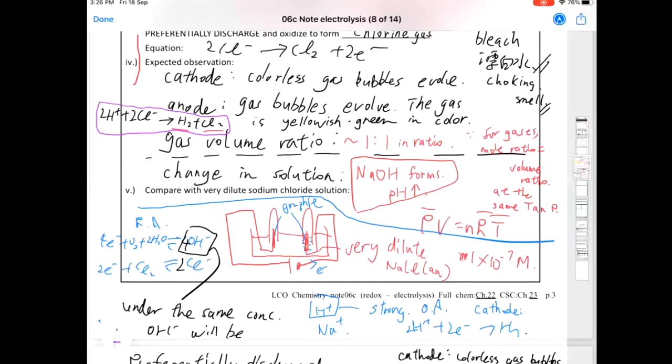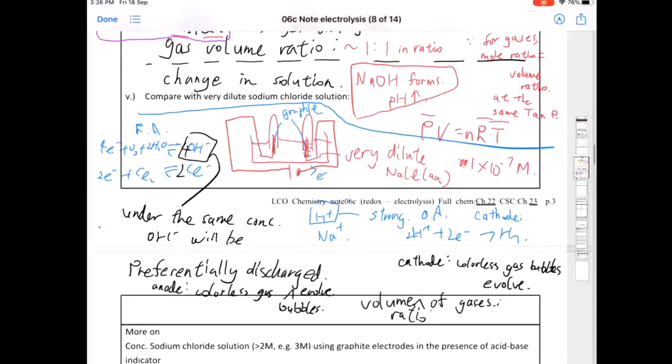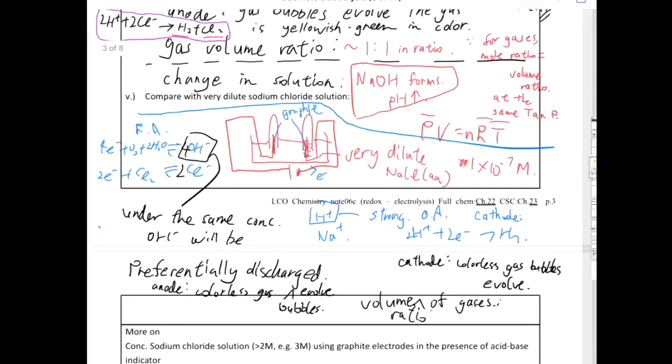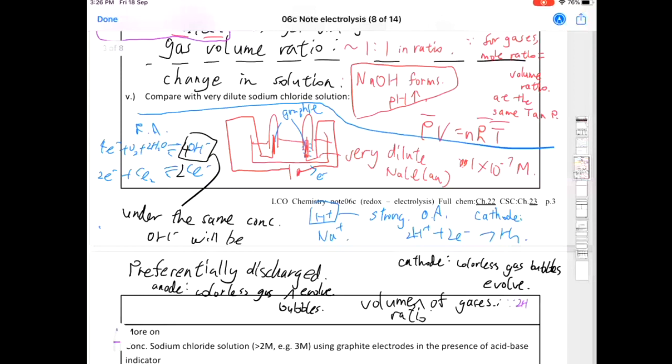We have to write down the overall equation first. So what is the overall equation this time? It should be 2:1. Why?